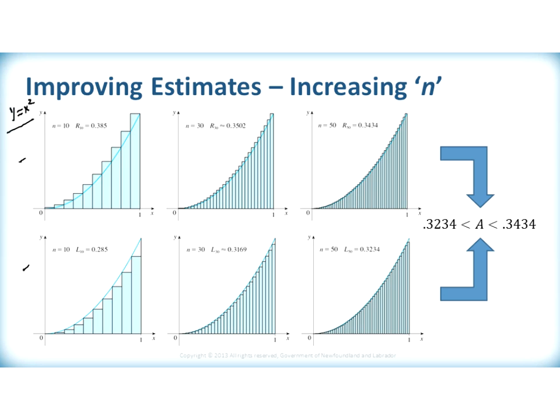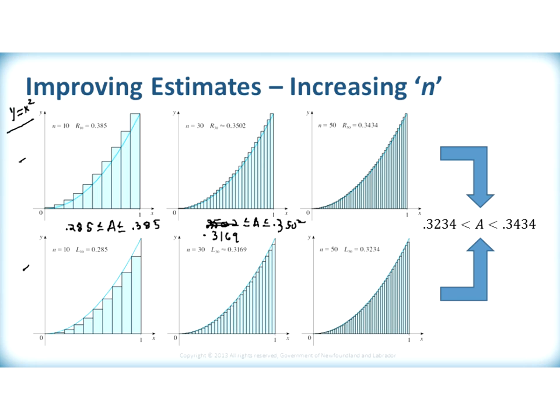We started at the first case here saying 0.285 is less than or equal to our area, which we knew had to be less than or equal to 0.385. And now, after going to 30 rectangles, we can see that 0.3169, sorry about that, I got them backwards, is less than or equal to our area, which is less than or equal to 0.3502. So we've narrowed it down. We're only off by about 4/100ths there.